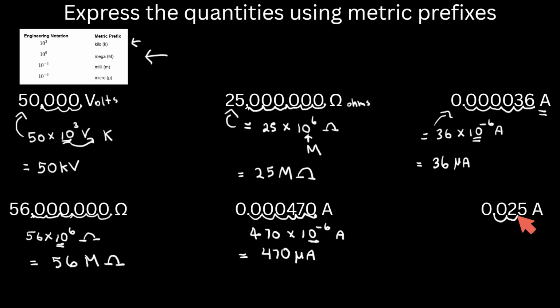Now the next one, 0.25. Let's move towards the right 3, and we have amperes. So this now will be 25 times 10 to the negative 3. We didn't change the number. You have to keep in mind that we're not changing the number. We're just trying to write this number in an easier way to read, and that is 10 to the negative 3, which is milliamperes. So our final answer, 25 milliamperes.